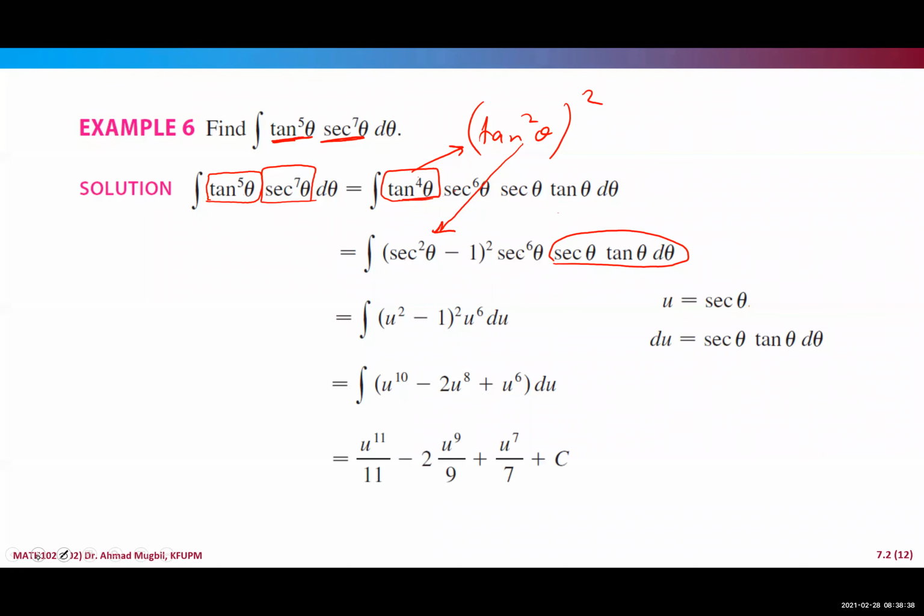Good. Now you will just expand here. So this is just u to the power 4, multiplied by u to the power 6. It will be u to the power 10. Expand, it will be negative 2u squared multiplied by u to the power 6. We did 2 steps in 1 step: add 1 to the power and divide by the new power. Return it back. And this is the integral. It is in terms of secant.